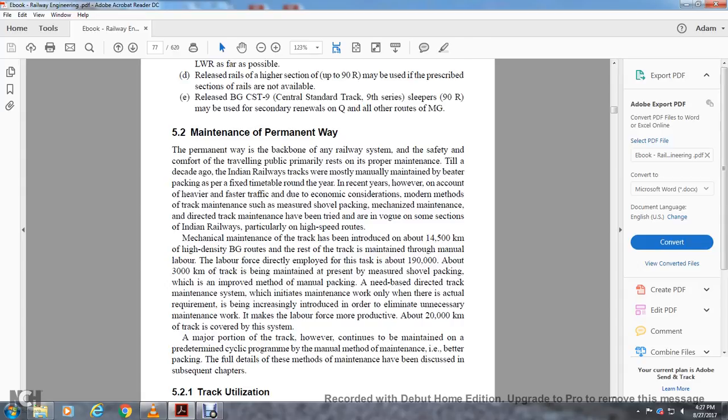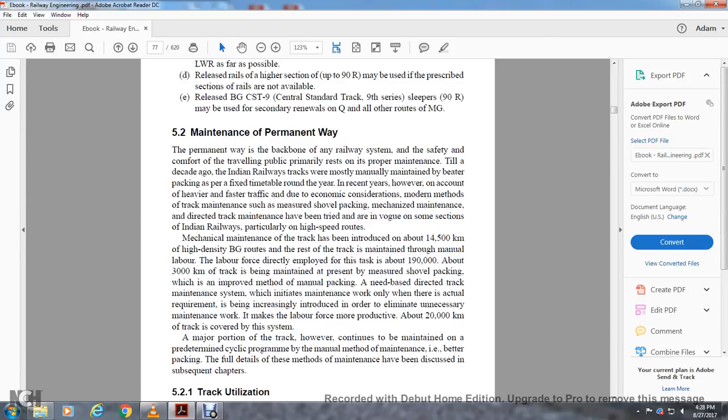Recently, however, on account of faster track and economic considerations, modern methods of track maintenance, such as measured shovel packing, mechanized maintenance, and directed track maintenance, have been tried on some sections of Indian Railways, particularly on high-speed routes. Mechanical maintenance has been introduced on about 14,500 kilometers of the high-density broad gauge routes. The rest of the track is maintained through manual labor. The labor force directly employed on the task is about 190,000. About 3,000 kilometers of track is maintained by measured shovel packing to improve on manual packing.